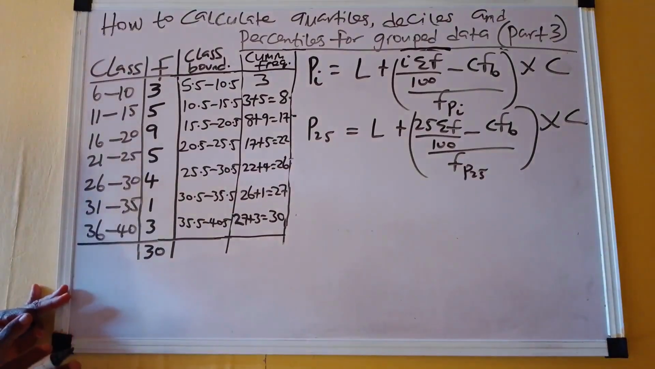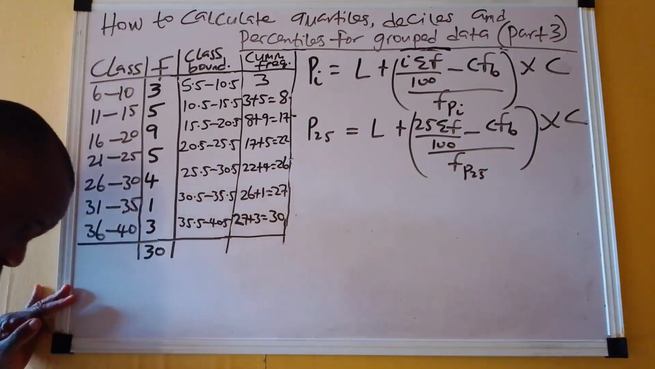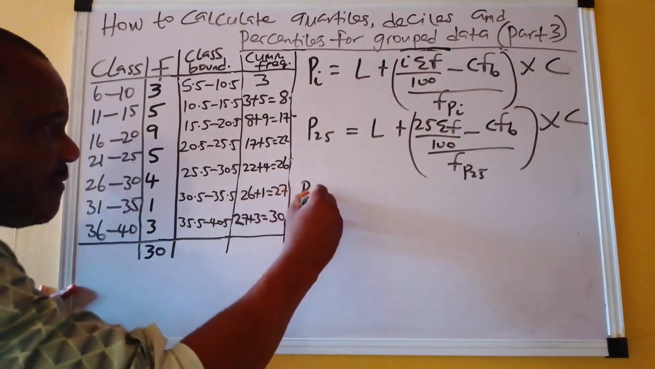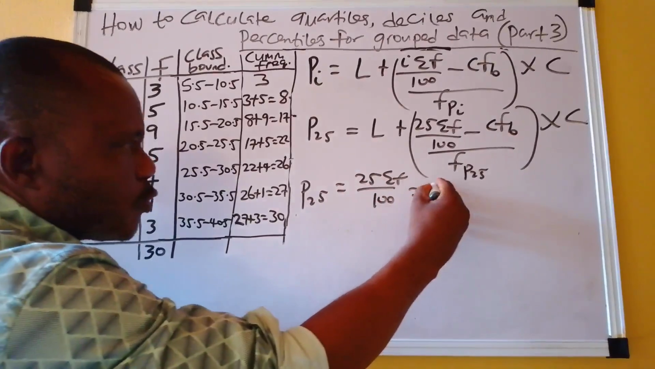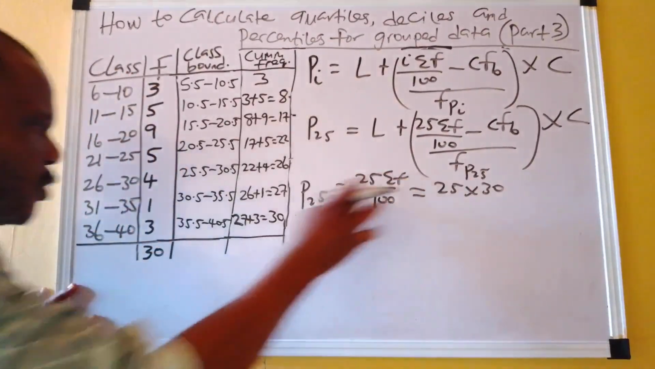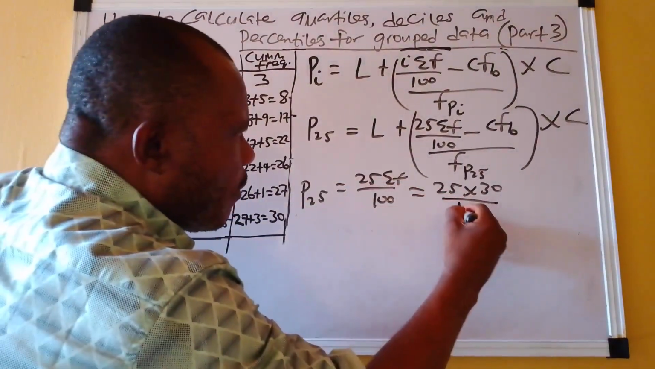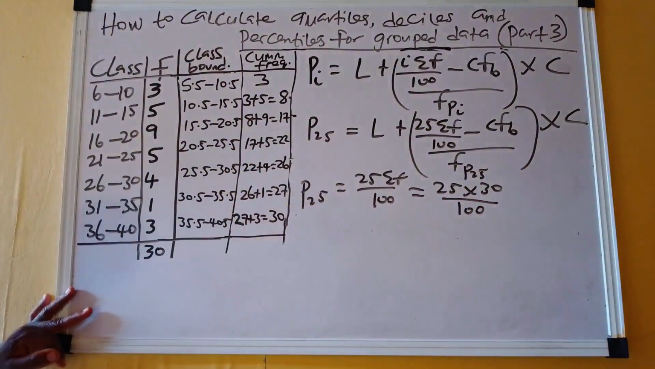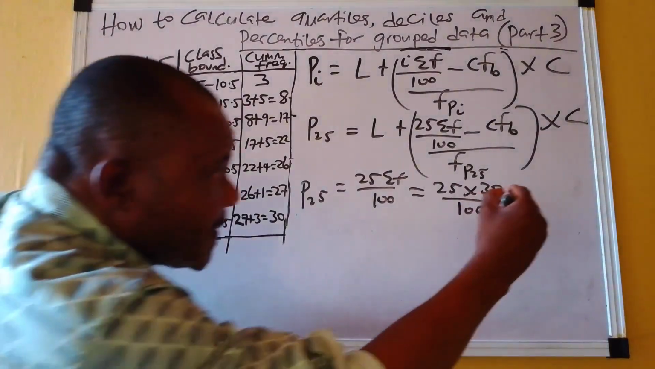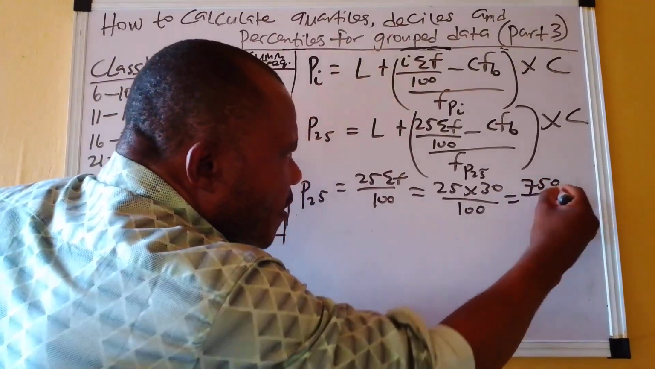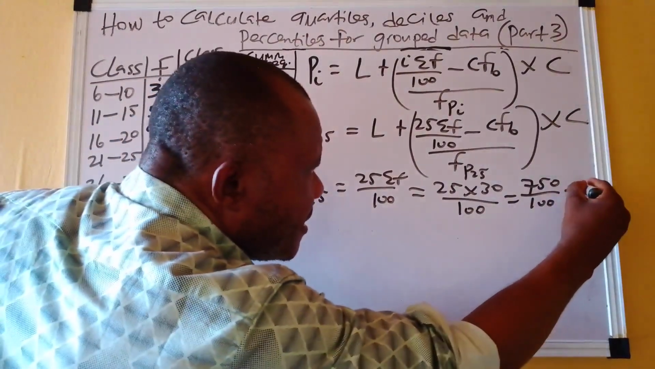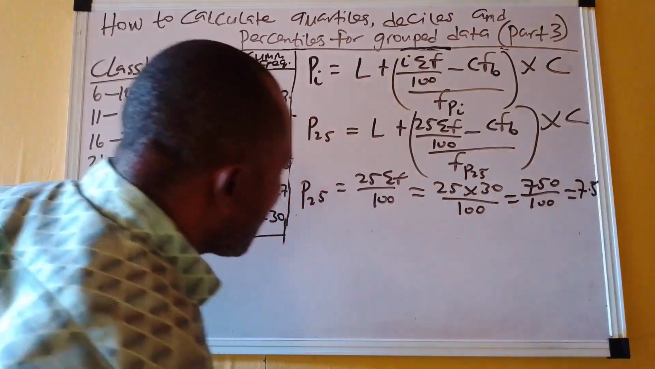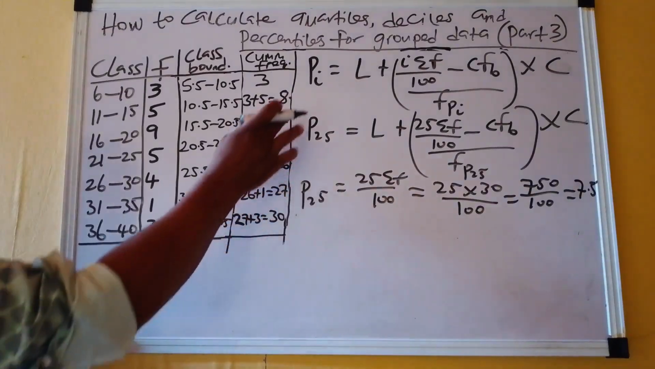Now the first thing we need to do is to get the 25th percentile class. So P25 is equal to 25 summation F all over 100. So it's equal to 25 times 30, as our summation F here is 30, then all over 100. 25 times 30 is 750, and 750 over 100 is equal to 7.5. So now, where does 7.5 fall?